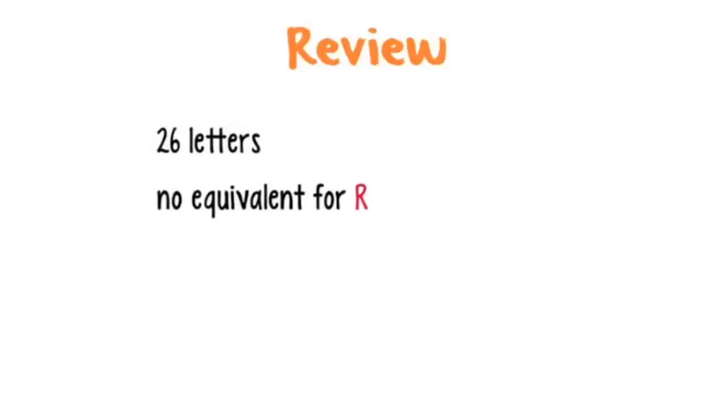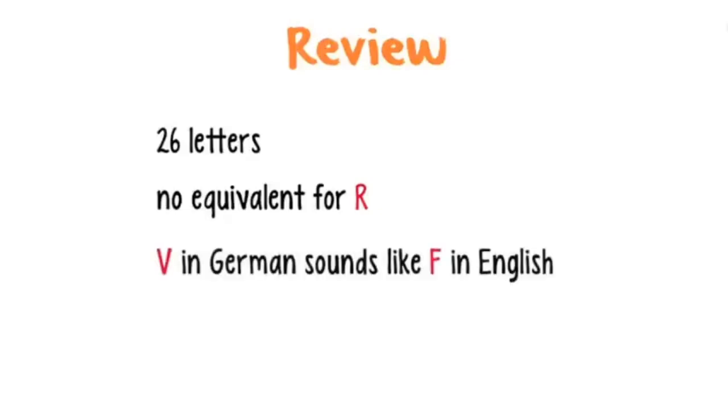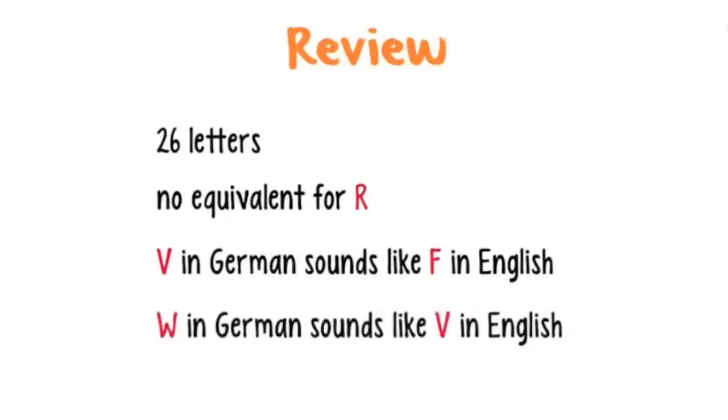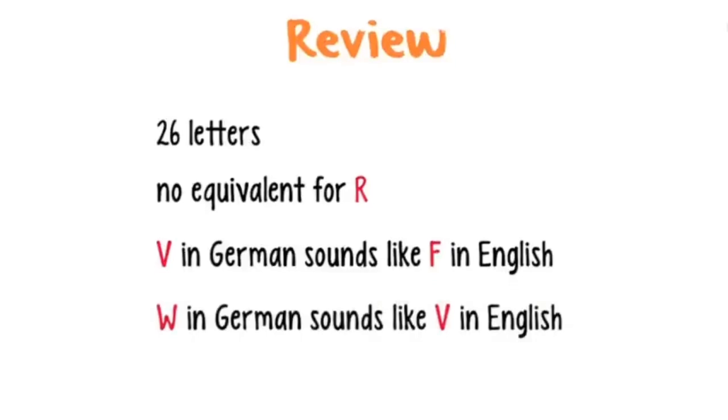Now let's review what you just learned. You learned the 26 letters of the German alphabet and also 26 words. You also learned that there is no equivalent for the letter R, and that the letter V in German sounds like F in English, and that the letter W in German sounds like the V in English.